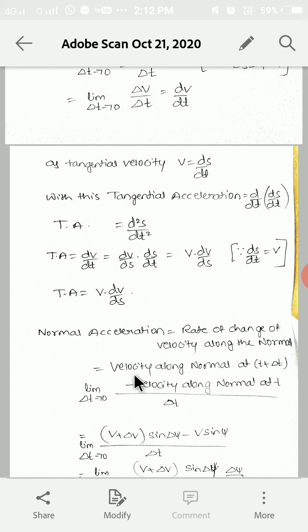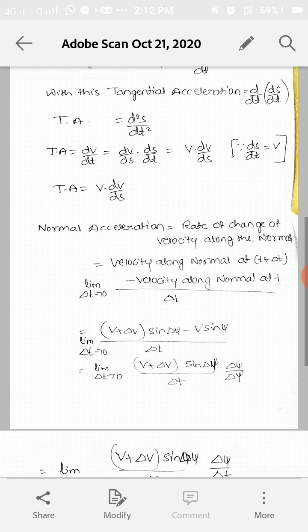Again, by using the first principle of differentiation, it can be written as velocity along the normal at the time t plus delta t minus velocity along the normal at the time t, divided by delta t, limit as delta t tends to 0. So that is limit as delta t tends to 0, v plus delta v minus, here sine delta psi is multiplied because it is the velocity component along two directions. So here we multiply this with sine delta psi, minus the velocity at the time t is v, again multiplied by the sine component, that is sine psi, divided by delta t.